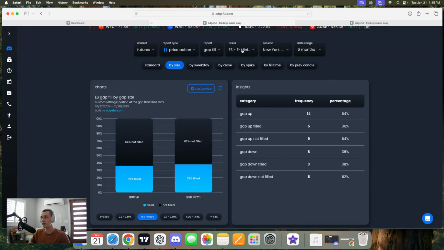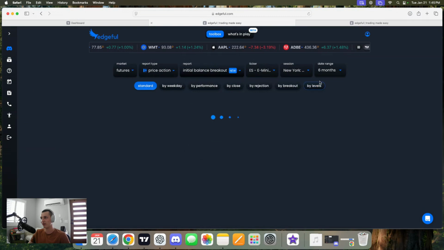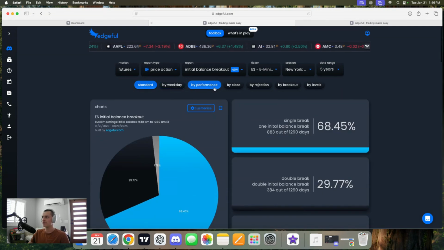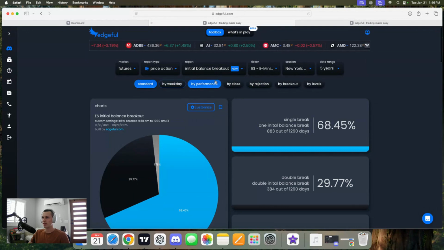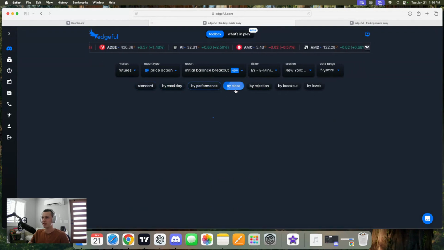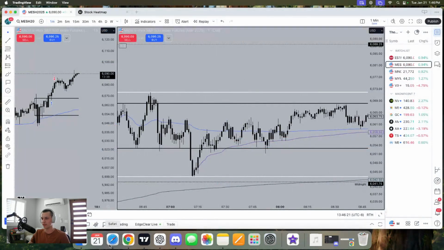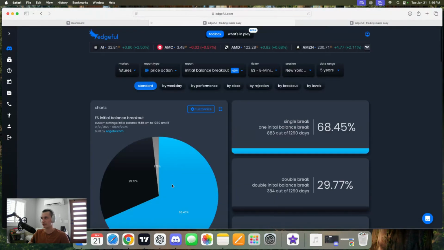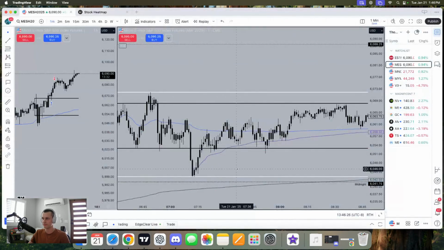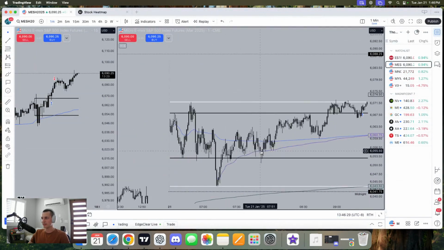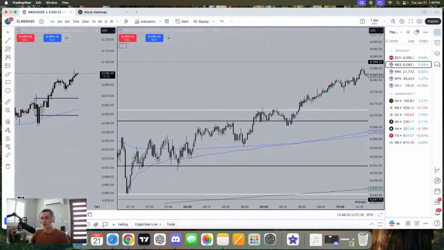And this is a huge stat. If we go to the initial balance breakout in the last 5 years standard, we break it about 84% of the time. We break it on just one side. I don't know which one it is on there, but either way, you could see on average, it's 70% we're breaking it one side. So that's really quality.